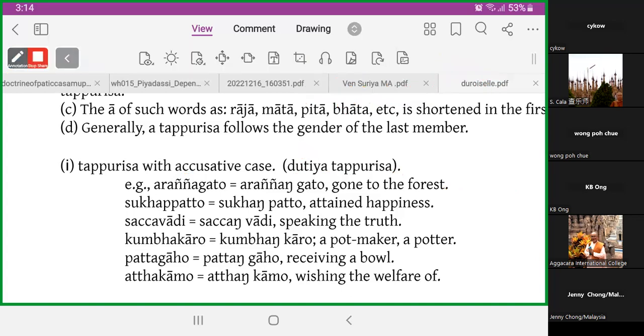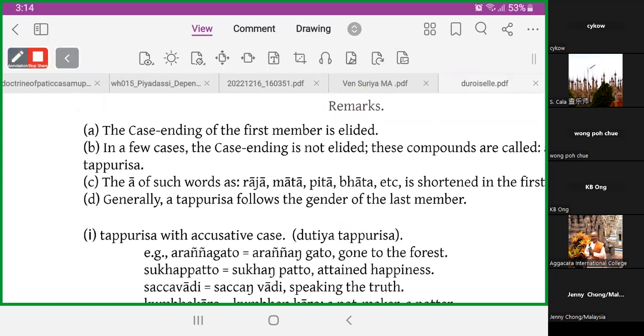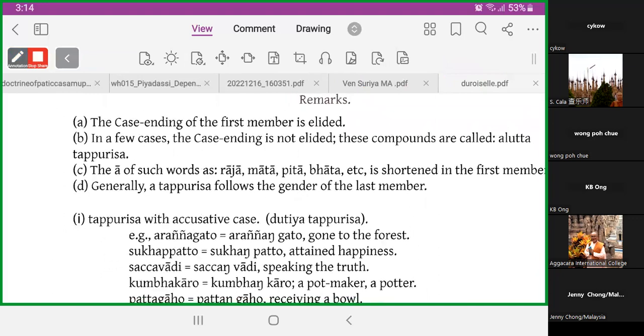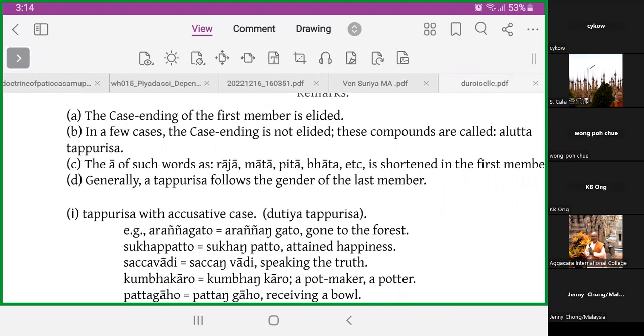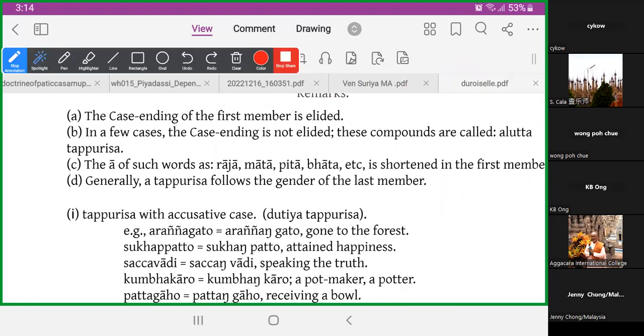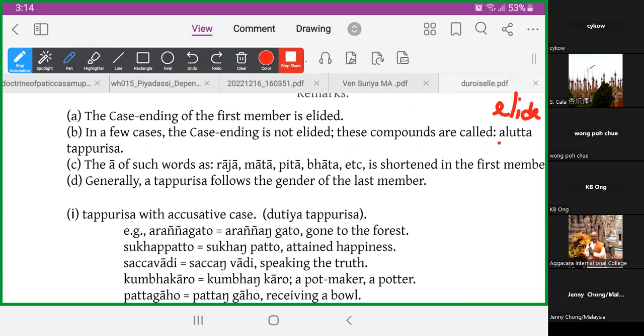Okay, so we look at some of the explanations here. Number B. In a few cases, the case ending is not elided. These compounds are called aluta. Luta means deleted, so a-luta is not deleted. So there are a few examples, maybe not shown here, right?